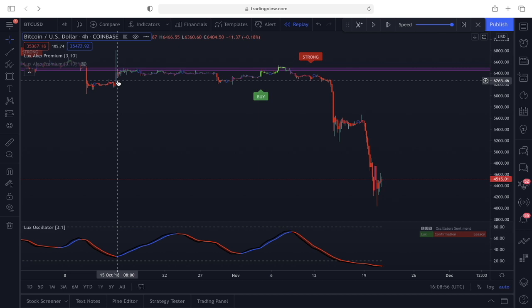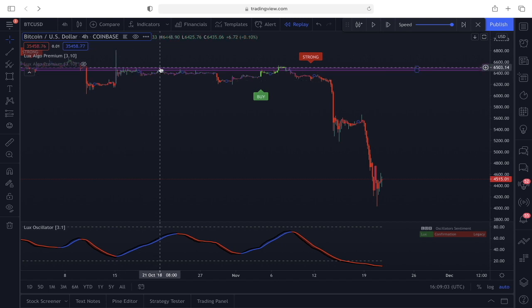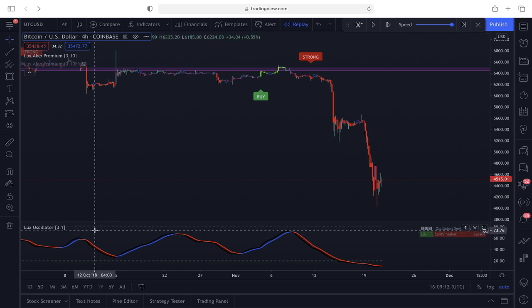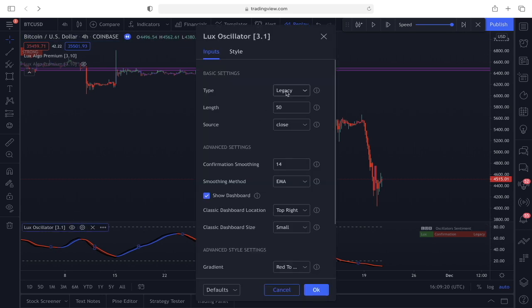From the very large upper wick on this candle, we can learn that there was a strong bearish pressure at this level. The price was constantly being rejected around this zone. Therefore, we can establish a bearish bias here. What I like to do is use the Lux Legacy Oscillator to confirm trends early. You can turn this on by going into the settings for the Lux Oscillator, selecting Legacy from the type, and then in length, setting it to 50. I normally use length 50 because I feel it gives a smoother trend identification.